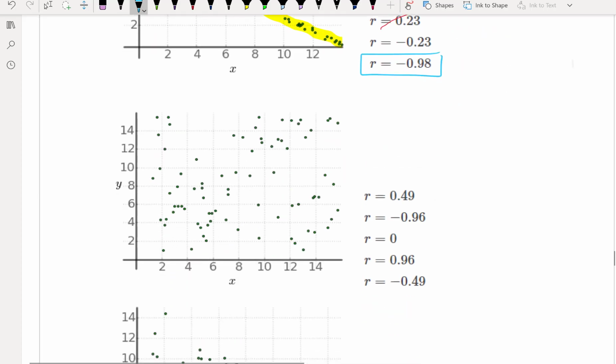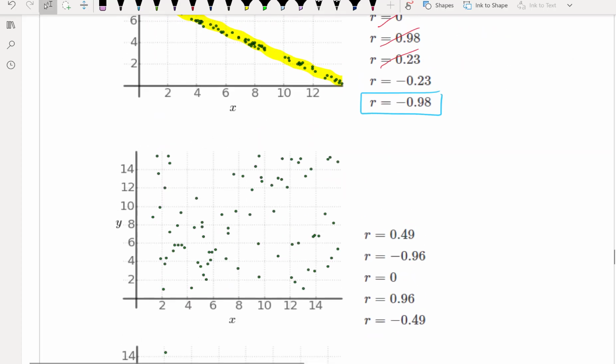Okay. And now here, for this example, I'm going to try to draw a line. If I draw a line, there's a lot of data that does not hit that yellow line. So I can't even say that it's positive or negative. It would be very random. So I'm going to say that my R is 0. It's just very scattered.